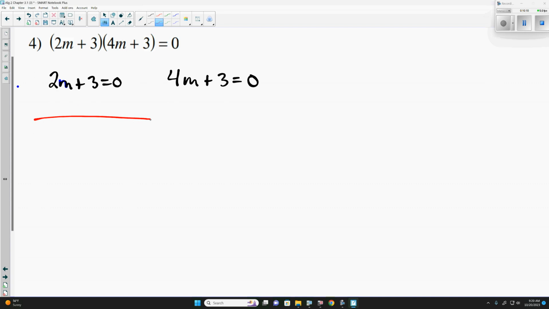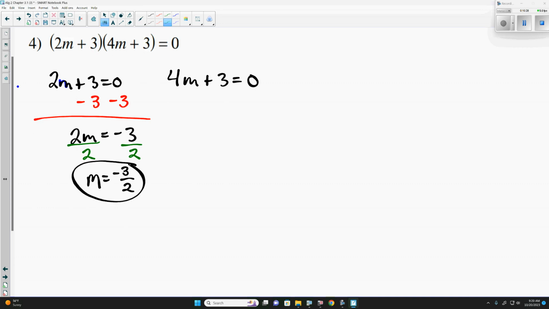Minus 3 first, which will tell us that 2m is equal to negative 3. Then we would indeed divide by 2, telling me that m is equal to negative 3/2. Questions on this so far?